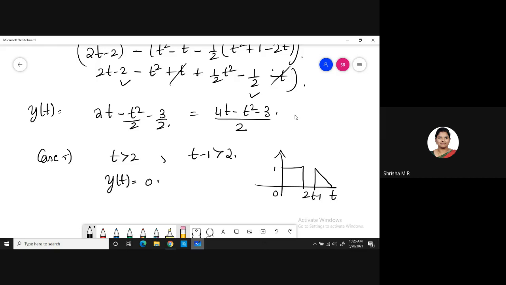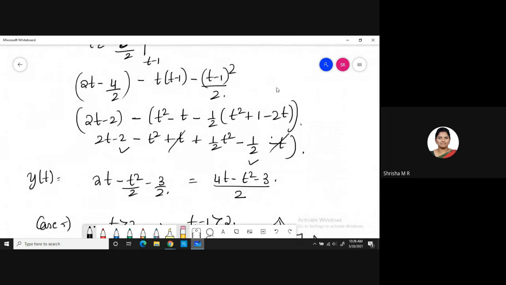So these are the 5 cases for finite signals, finite sequences, where both x of tau and h of tau are finite. Got it, everyone? Is it clear? So we shall just brief up once again whatever we have seen.